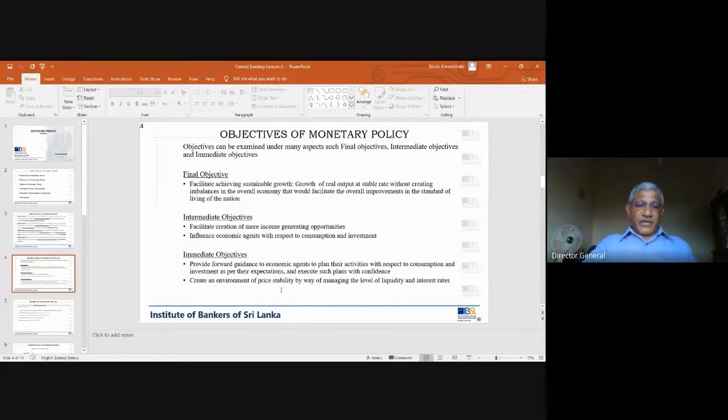What is the final objective? Facilitate achieving sustainable growth. This is very important. Central bank cannot achieve sustainable growth on its own. Here we have to understand what sustainable growth is. Growth we understand. Growth is something growing. Here, what is the focus? Growth of what? Growth of the availability of goods and services.